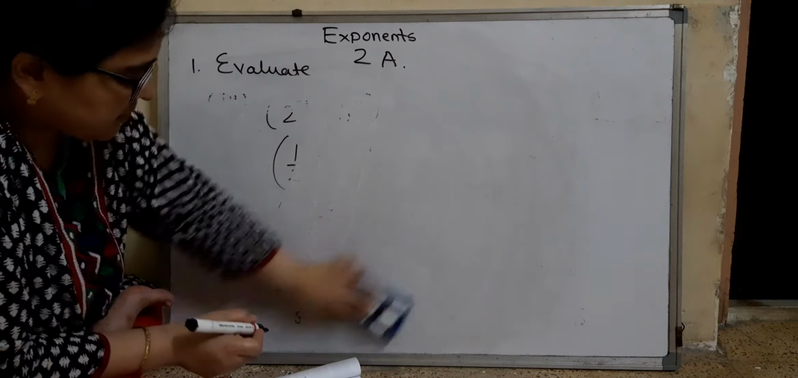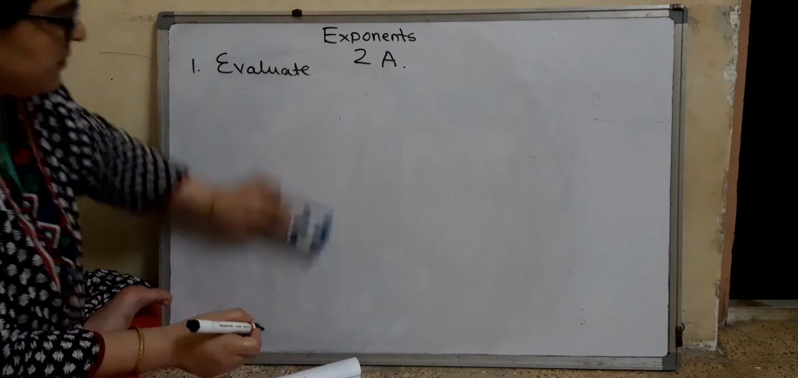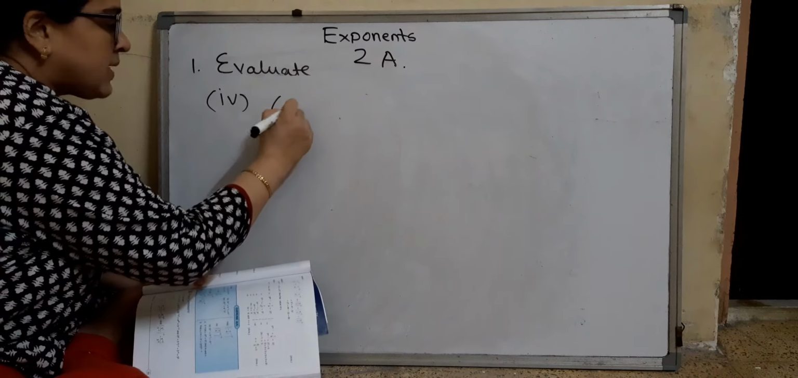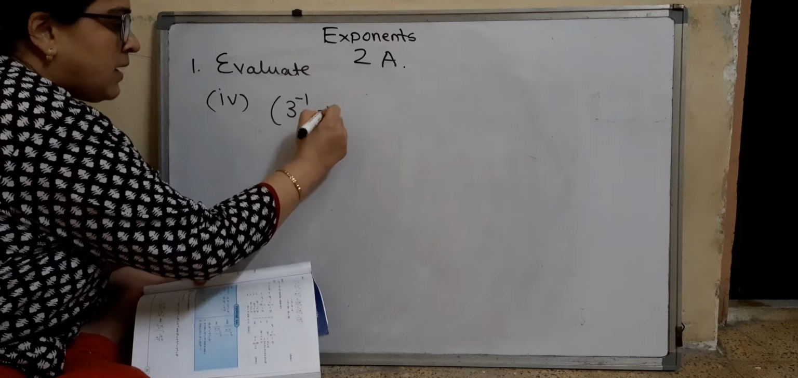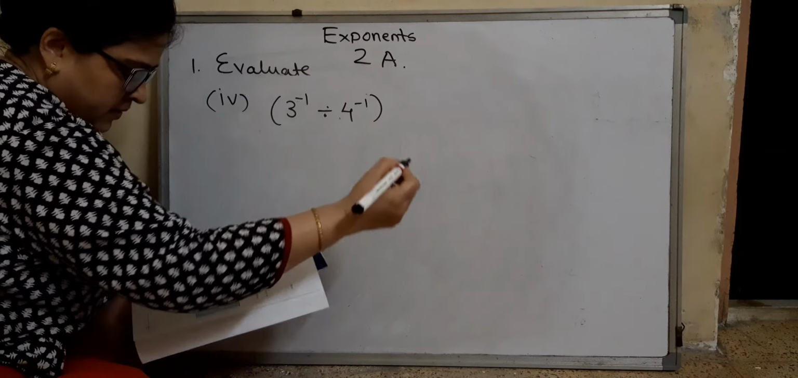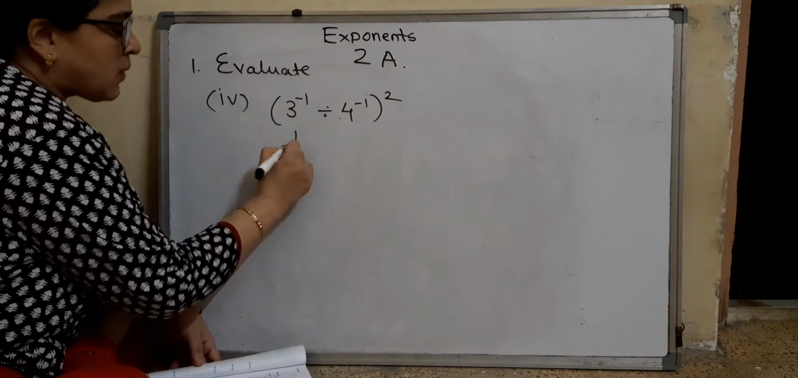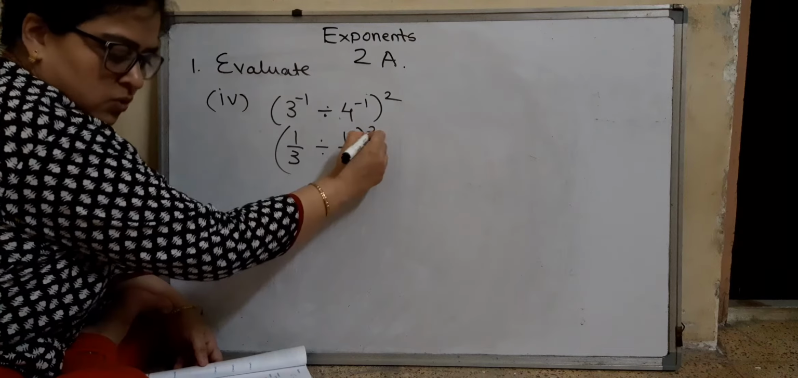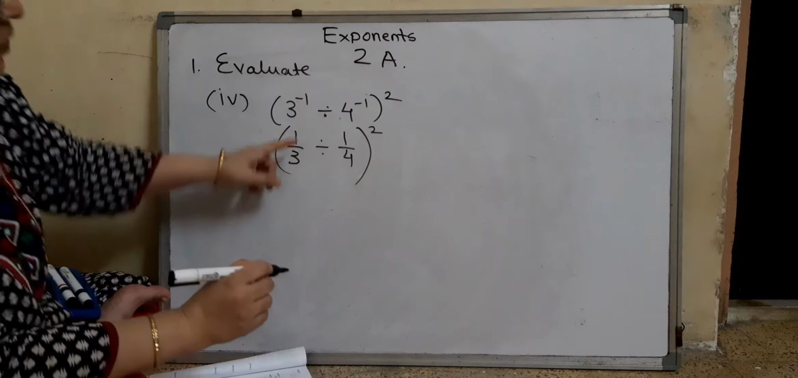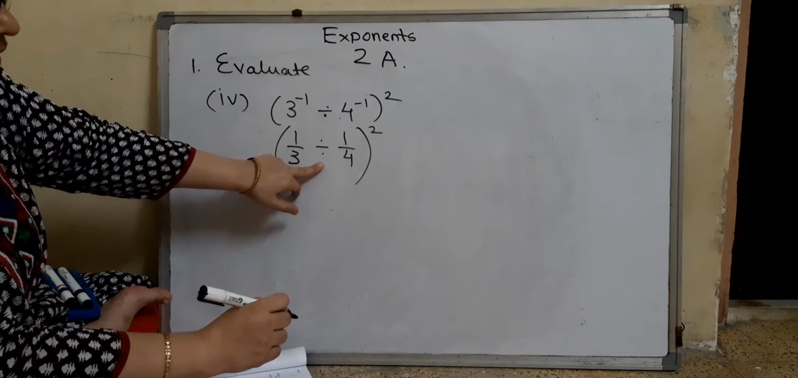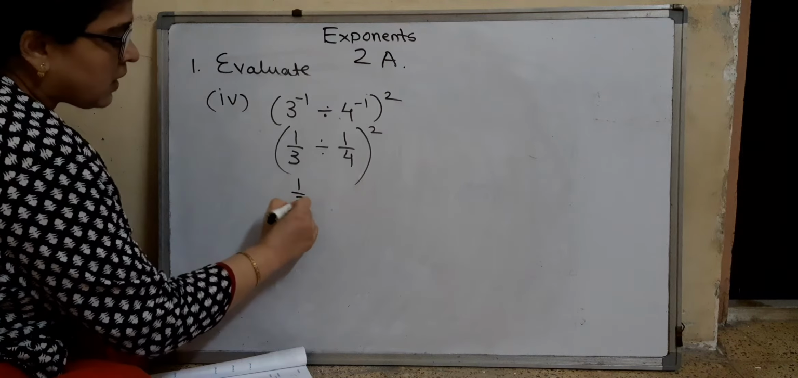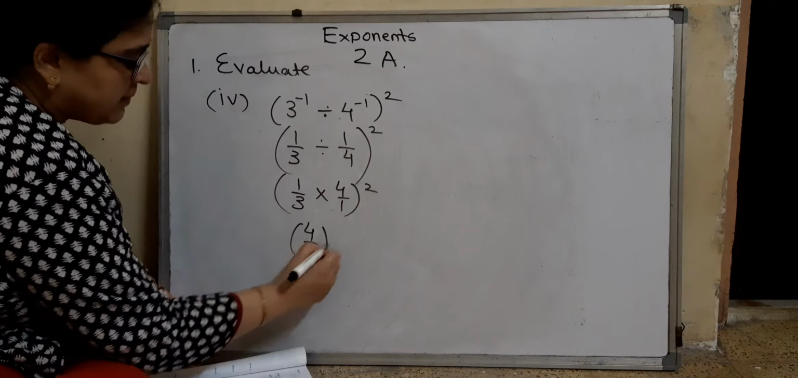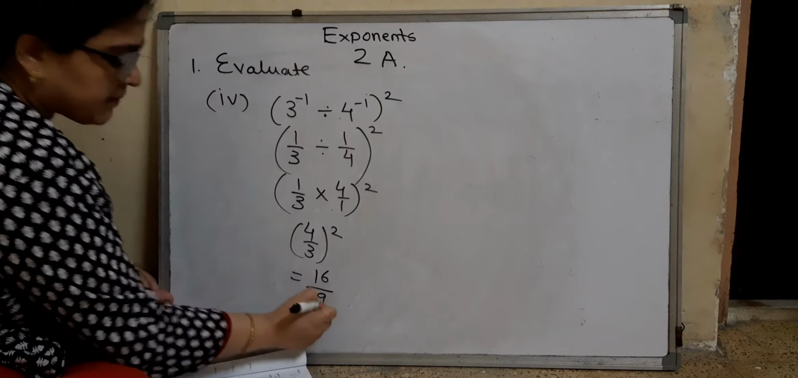Now fourth sum. Fourth sum, 3 raised to minus 1 divided by 4 raised to minus 1, all raised to 2. Now again this is 1 upon 3, division sign, 1 upon 4 raised to 2. Now this is division, so change into multiplication and take the reciprocal of this number. So 1 upon 3 multiplied by 4 upon 1 raised to 2. So 4 upon 3 raised to 2 is equal to 16 upon 9.